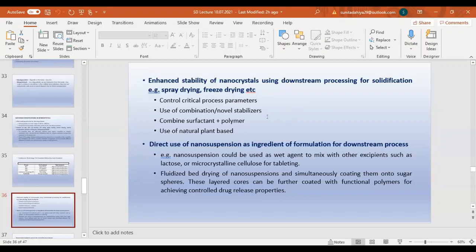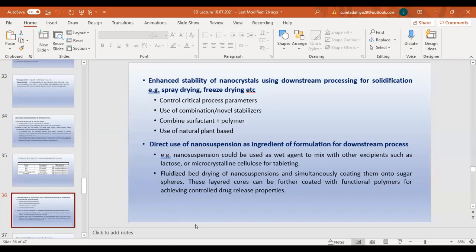You have to use the combination of stabilizer, or you can use some novel stabilizers. Plant-based stabilizers can also be used nowadays, or other novel synthetic molecules can be used as stabilizer. You can use the combination of surfactant and polymer for better stabilization.